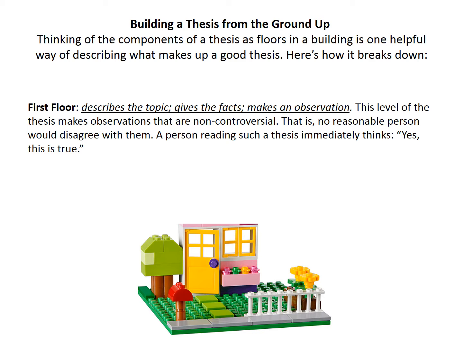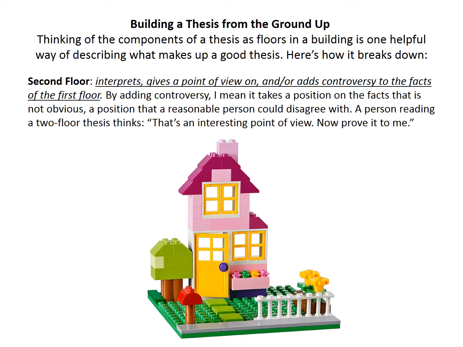So what does that second floor look like? Well, a second floor thesis interprets. It gives a point of view on and or adds controversy to the facts of the first floor. By adding controversy, I mean it takes a position on the facts that's not obvious, a position that a reasonable person could disagree with. A person reading a two-floor thesis thinks, that's an interesting point of view. Now prove it to me.